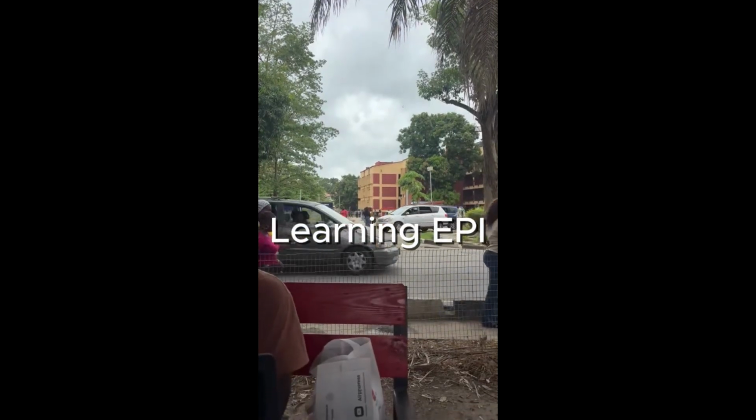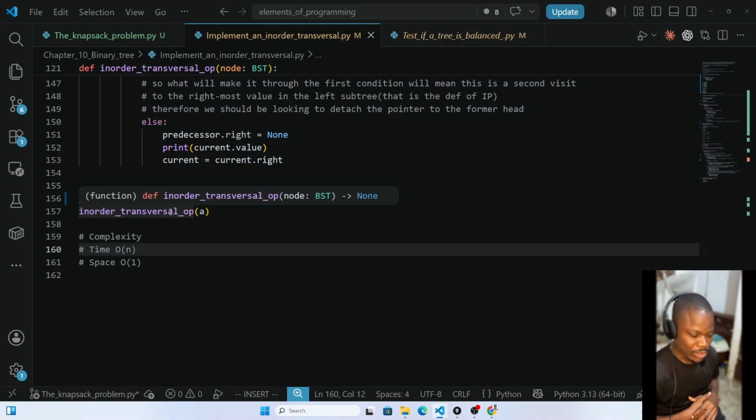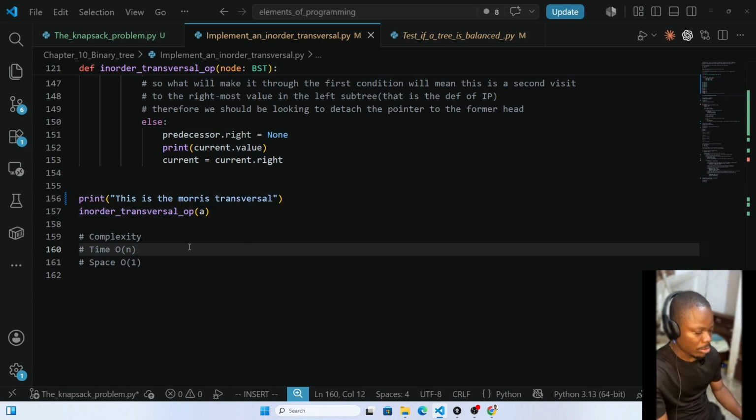Woo! Hello guys and welcome back to this one. Today I'm going to be looking at the complexity of the in-order traversal and how we came about it. Now the time complexity remains the same with stack and recursion. Why? Because we iterate through the entire node in the list to get our solution.